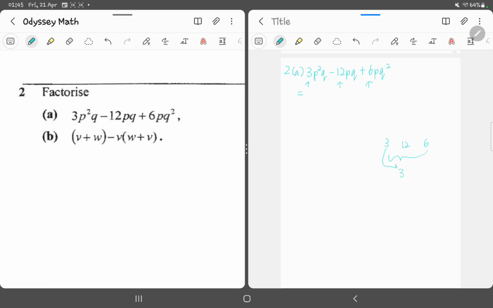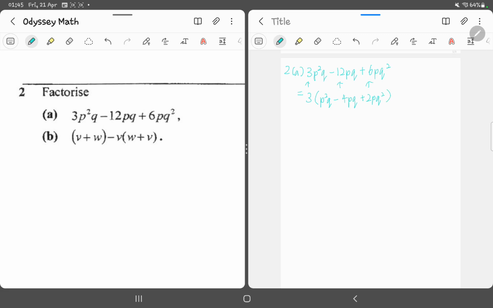Okay, because 3 divided by 3, 1. 12 divided by 3, 4. And 6 divided by 3, 2. So based on this understanding, we can say that 3 is like a common constant. So we can take out the 3. Okay, so let's just do that. So this means that inside will be p square q. Then we take out the 3, so this is minus 4pq. And then plus 2pq square.